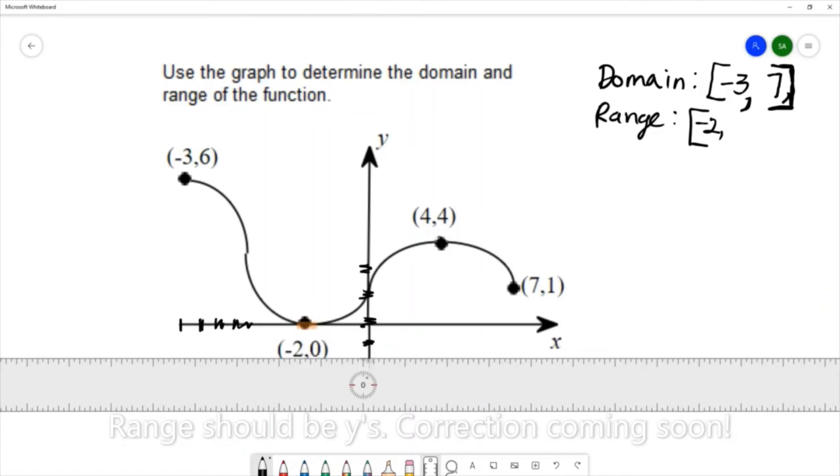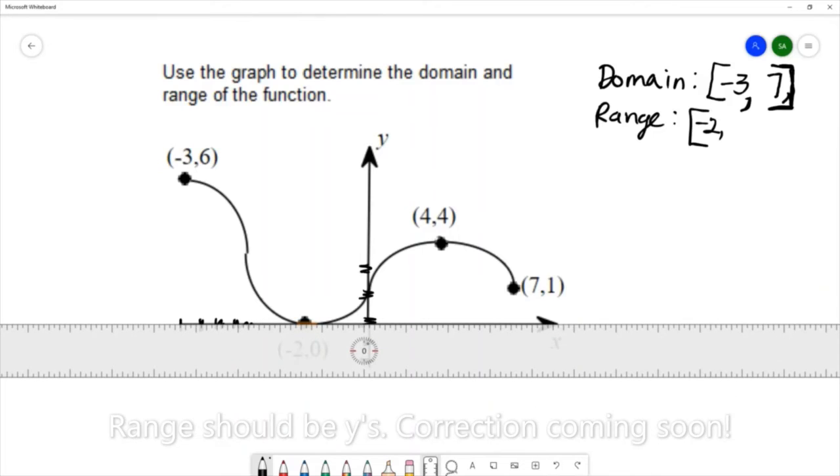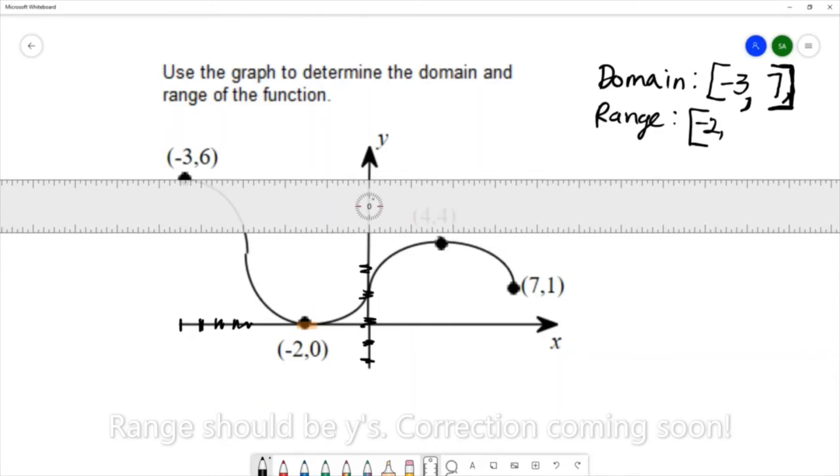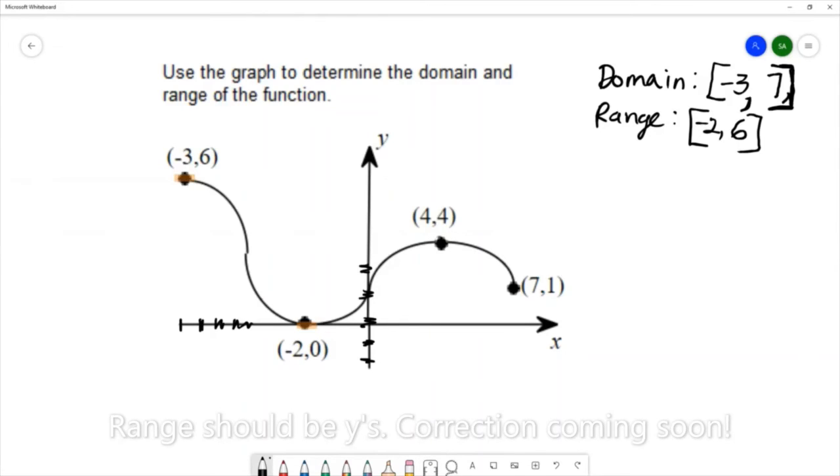And so going from bottom to top, the first time I hit is -2, and the last time I hit the graph will be at this point right here, which is (-3, 6), and that y value is 6. So the range goes till 6. That's a filled in dot, so I'll put a bracket on that. So I found that the domain is -3 to 7, including the endpoints, and the range goes from -2 to 6, including the endpoints.